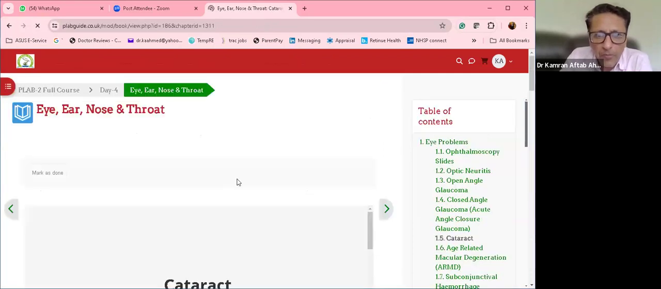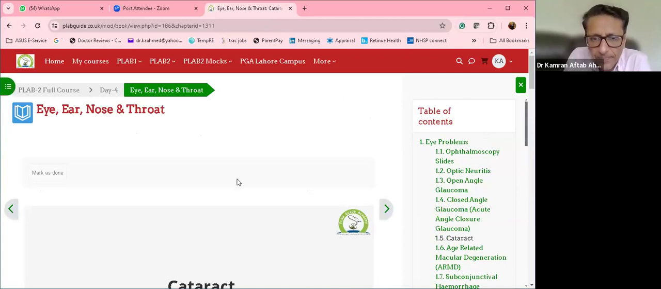Again, one of my favorite ones, cataract. Just to summarize, what is cataract? How will you explain that to the patient? This is what the patient is going to ask you. So typically, you will be in a GP setting. Patient will be referred to you by the optician again because of cataract. This is what will say on the referral: the patient has got cataract.